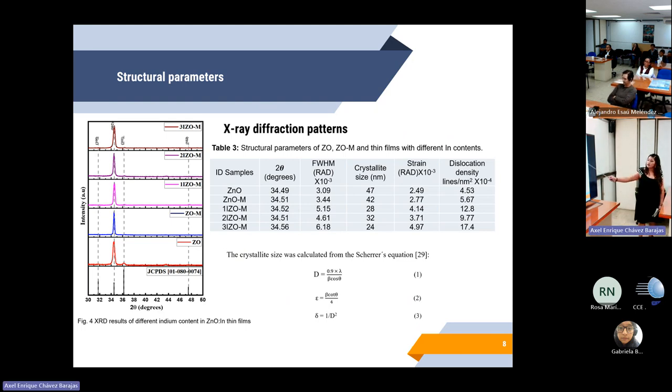The crystal size decreases with the milling. And with the different indium contents, in general, the crystal size decreases with increased indium content. The crystal size was calculated from the Scherrer equation. And for the strain and dislocation density, we can see the formulas.